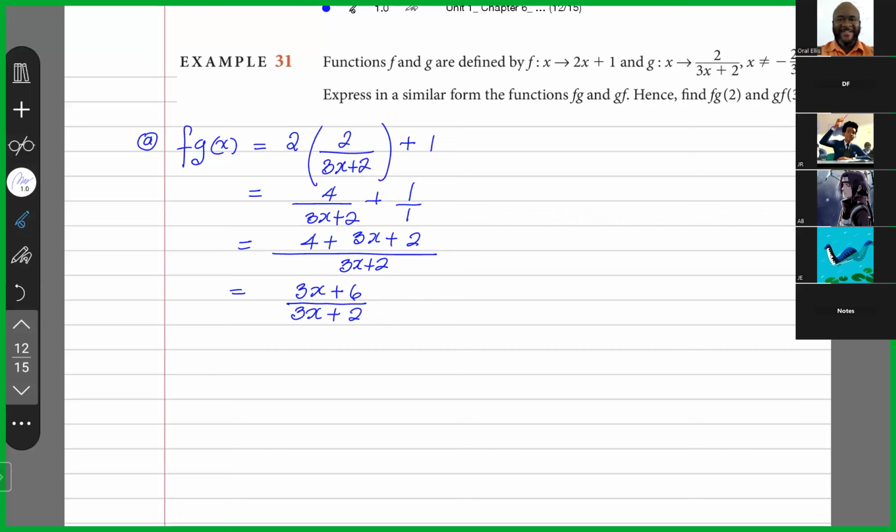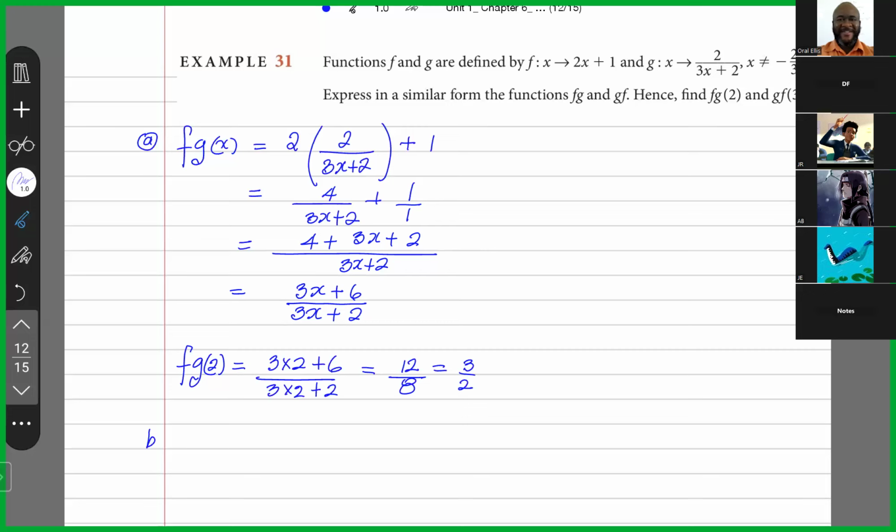All right, then we're also asked to find f of g of 2. Now, for f of g of 2, in f of g of x, wherever we see x, we're going to replace x with 2. So that's 3 times 2 plus 6 over 3 times 2 plus 2. So this is 12 over 8. The final answer here is 3 over 2. So f of g of 2 is equal to 3 over 2.